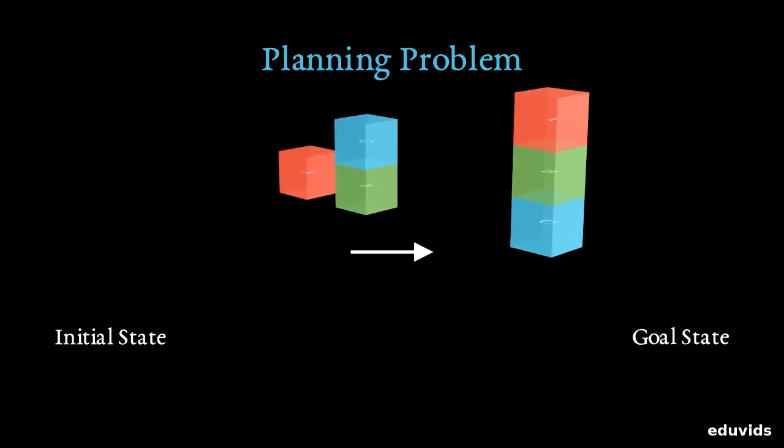Computers solve this by searching through every possible move, but the number of combinations grows so fast that a computer can get stuck. To solve this efficiently, we use a method called GraphPlan.